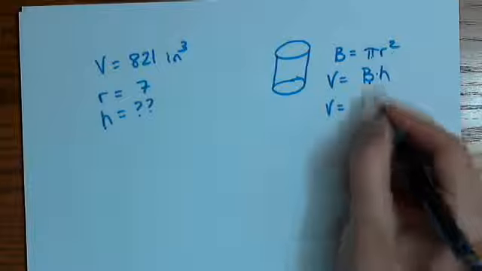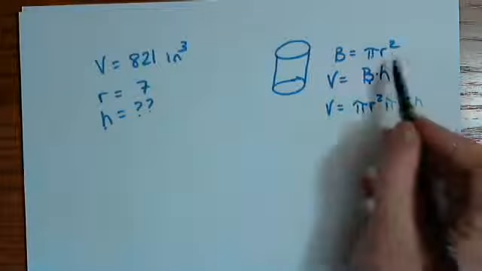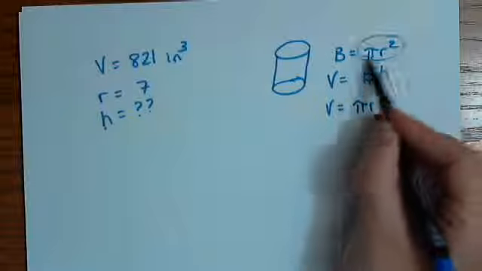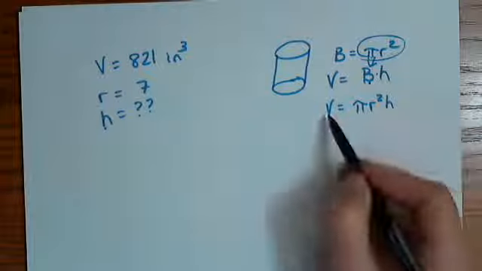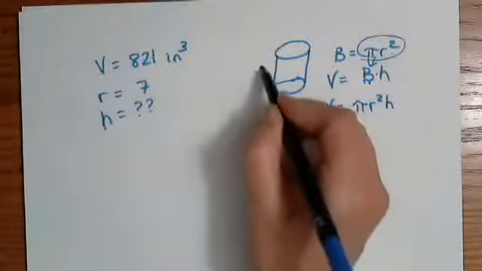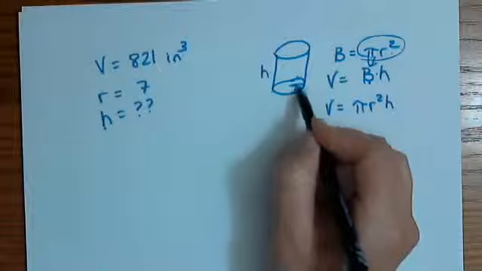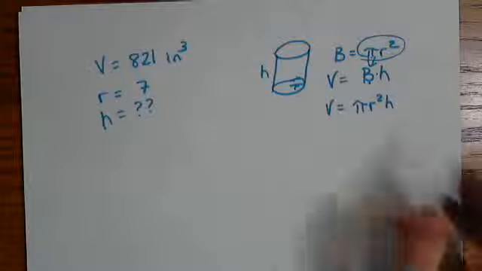Let's just put all of this together. Pi r squared times h. All I did was substitute all of this in for there. And we know what the volume is. So let's just put the numbers that we know in and see what it's going to be. The height is the height from there to there. And you know what a radius is.